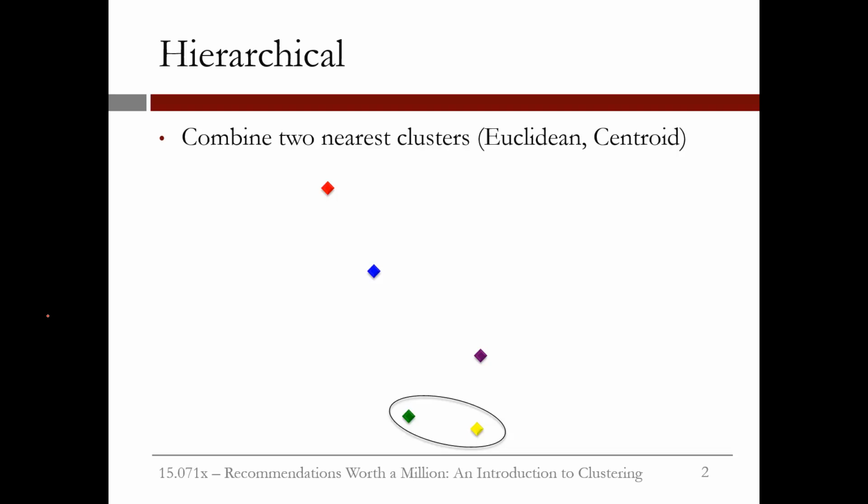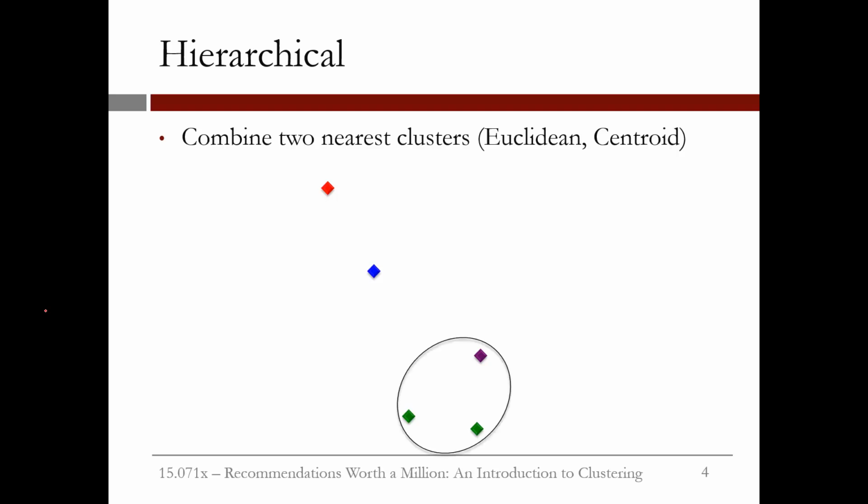We'll use Euclidean and centroid distances to decide which 2 clusters are the closest. In our example, the green and yellow clusters are closest together. So we would combine these 2 clusters into one cluster. So now the green cluster has 2 points and the yellow cluster is gone.